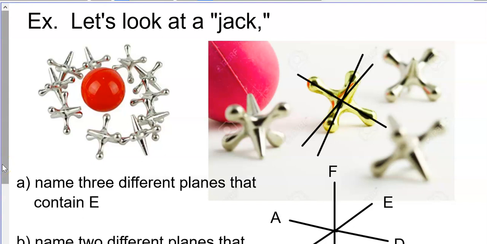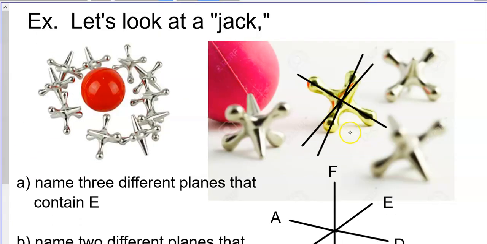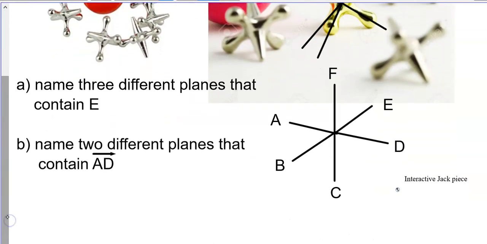Okay, let's look at a jack. All right, so we have a jack, and you can kind of see here I have a few different diagrams of it, but over here to the right, I actually have some lines that represent the jack. Every single jack really has those three intersecting lines. So what I've done is redrawn it down here. And it says name 3 different planes that contain E.